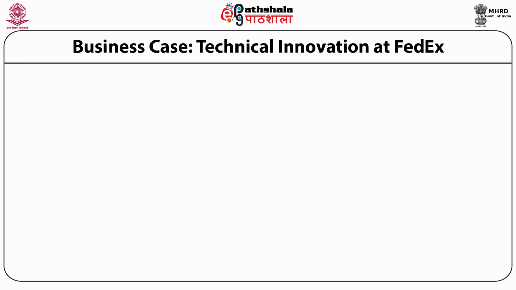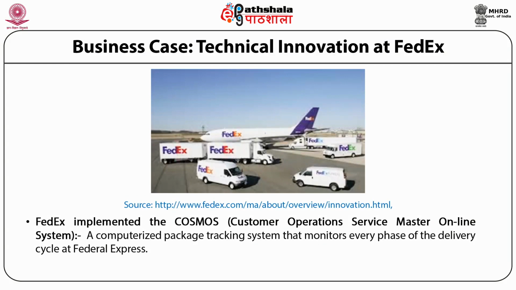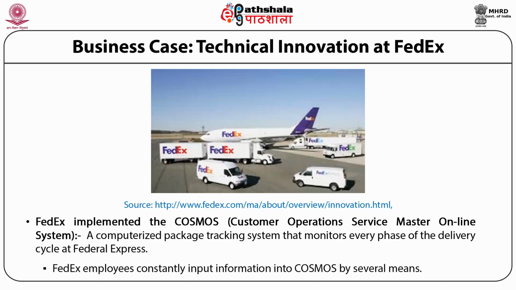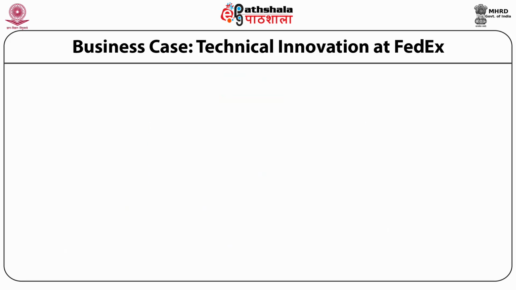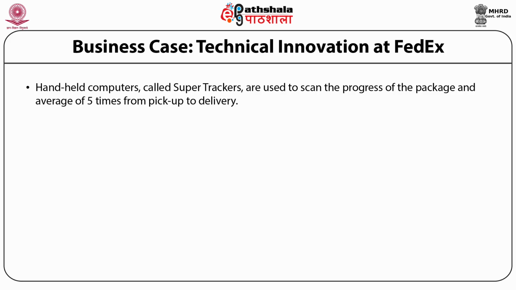any FedEx employee. FedEx implemented the COSMOS, that is, the Customer Operations Service Master Online System, a computerized package tracking system that monitors every phase of the delivery cycle at Federal Express. FedEx employees constantly input information into COSMOS by several means. Handheld computers called SuperTrackers are used to scan the progress of the package an average of 5 times from pickup to delivery. Couriers simply scan the barcode on every waybill with their SuperTrackers at every stage of the delivering process. Scans are performed at time of pickup, on arrival at the original station, at the final station, when placed on the van of the courier route, and at delivery.